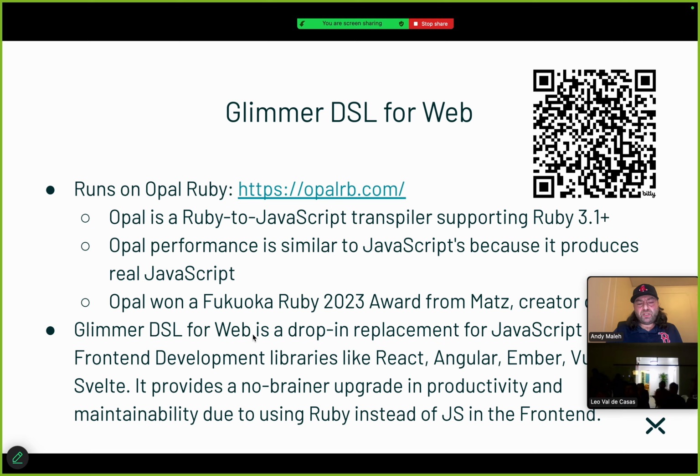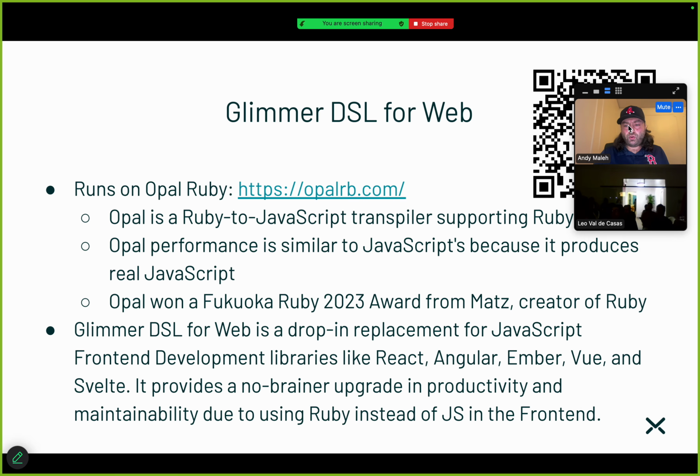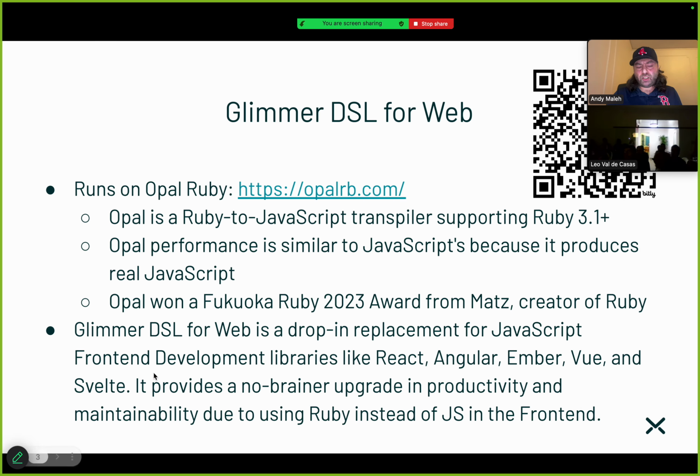So Glimmer DSL for Web was built on top of Opal Ruby as a drop-in replacement for all JavaScript front-end libraries like React, Angular, Ember, Vue, Svelte, etc. It's actually better than all of them. I would say it's a lot better than React. Like React is the worst out of those, I would say, but it's also better than others like Vue and Svelte. Even the good ones in JavaScript aren't as good as Glimmer and Ruby. Because this provides a no-brainer upgrade in productivity and maintainability because we're using the language we all love, Ruby, which we already love in the back end, so now we can use it in the front end too.